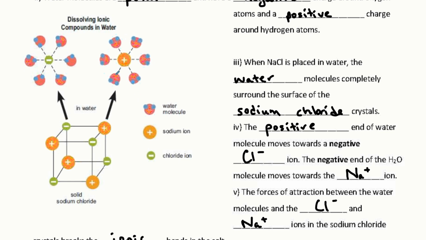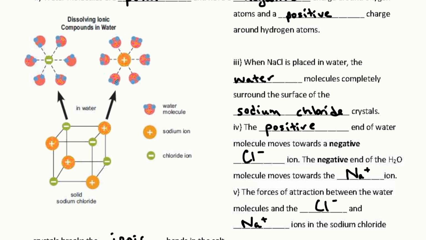What happens is the negative part of the water molecule, the oxygen part, attracts to the positive ion and pulls that positive ion away. So within the solution, you get a complete separation of these ions, right? They're all completely separated out, and each individual ion is surrounded by water molecules.